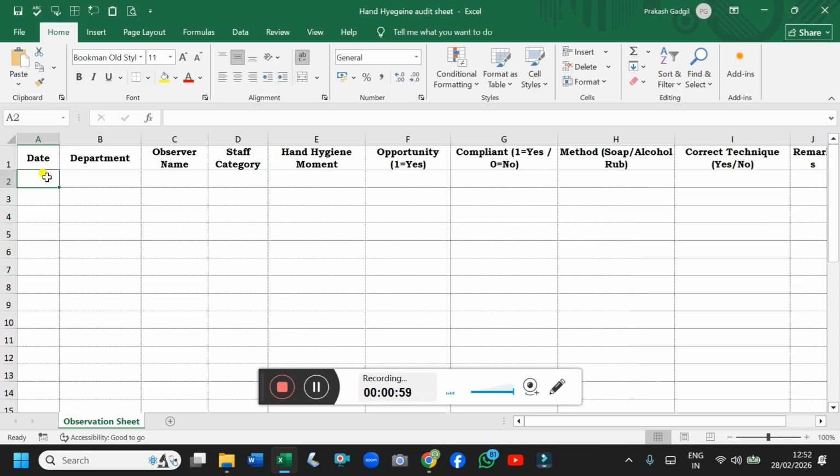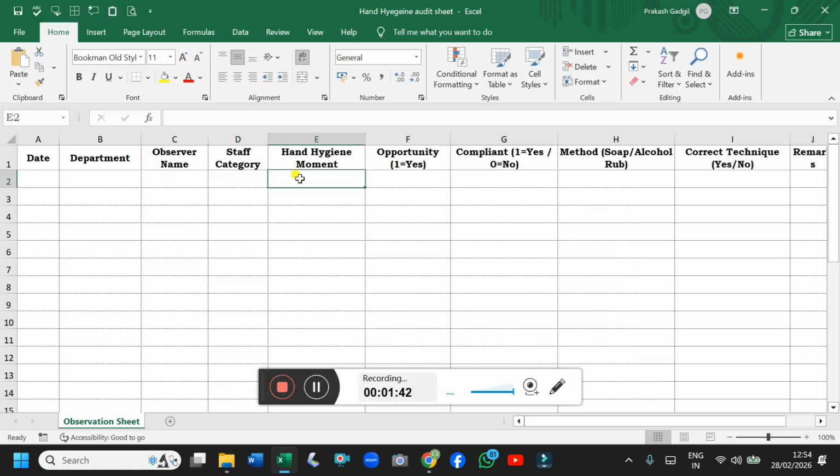In this column, you put the date when the audit was conducted. This is a department which that person belongs to, the one auditee and not the auditor. Observer's name, the one who is conducting the audit. Then you can write here the staff category. It could be a nurse, it could be a receptionist, it could be an optometrist, so on and so forth. You can also write the name here.